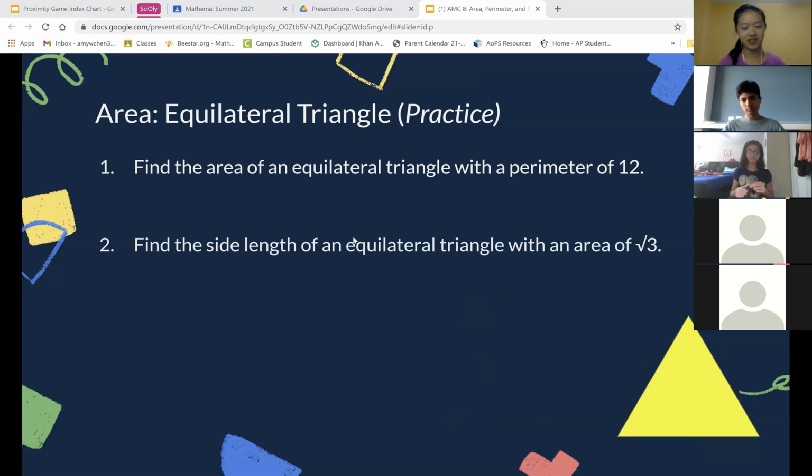Okay, let's do a second problem. Find the side length of an equilateral triangle that has an area of the square root of 3. So this time you need to work backwards a little bit. Instead of finding the area, we're now looking for the side length. Okay, we've got some answers.